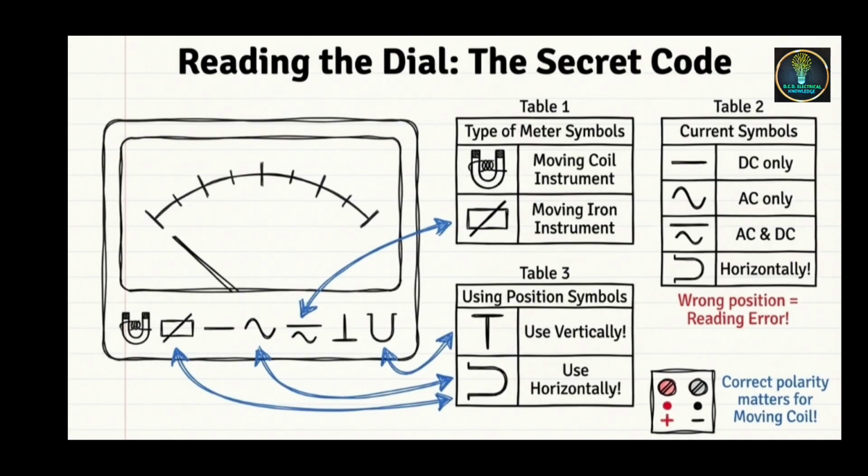Table number 3, using position symbols. T is used for vertical and a U-like symbol is used for horizontal. Wrong position is equal to error in reading. Correct polarity matters for moving coil instrument.